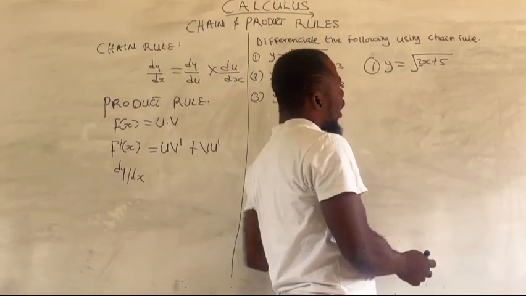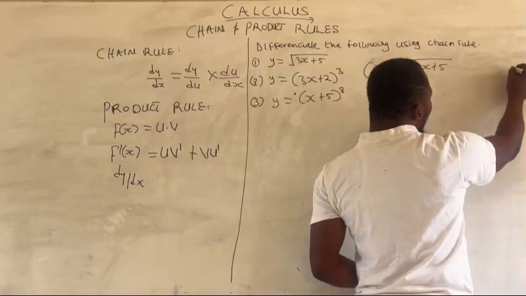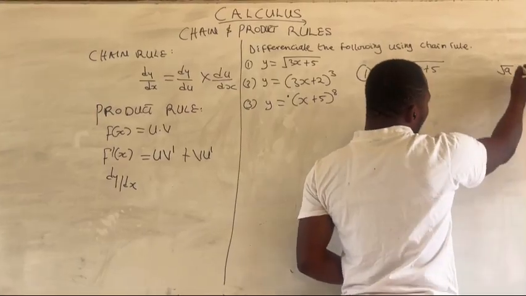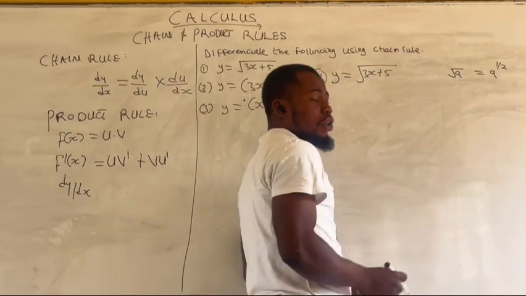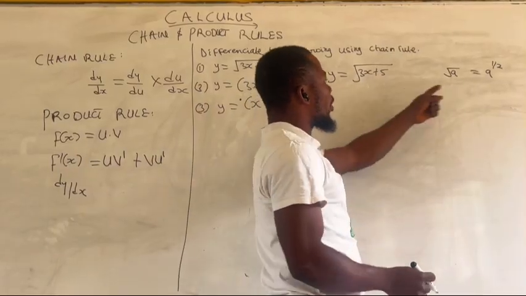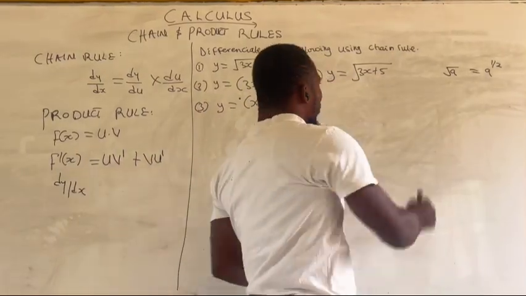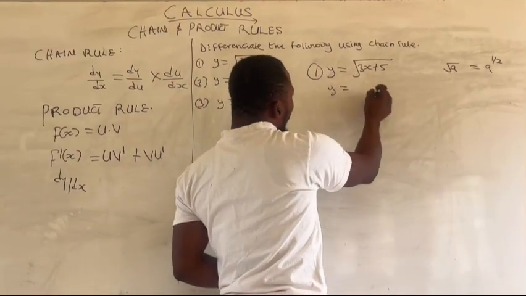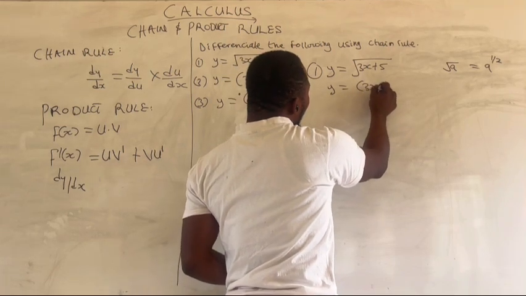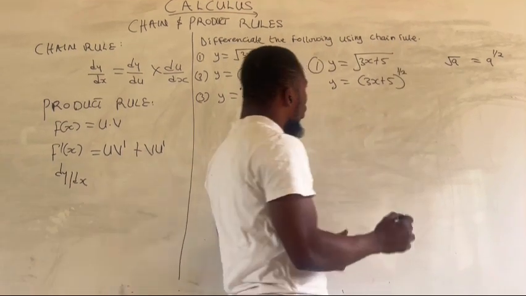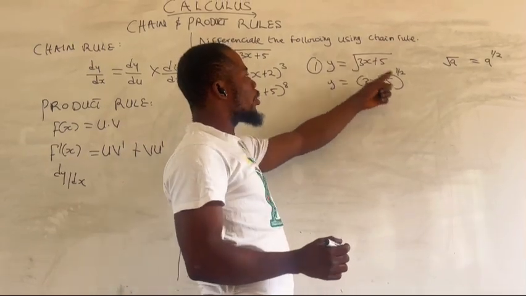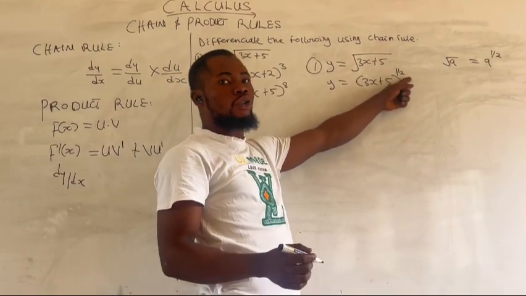We should know that if you are having a root like this, it is still the same thing as raising to the power of 1 over 2. So we have to transform this root into this form. Our y will now be equal to 3x plus 5 raised to the power of 1 over 2. We have transformed the root into the power 1 over 2.